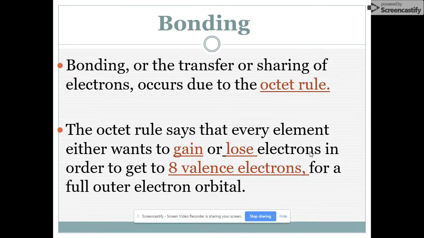Bonding, or the transfer or sharing of electrons, occurs due to the octet rule. Remember, when you hear octet, think octagon, think octopus. Every element wants to gain or lose electrons in order to get 8 valence electrons for a full outer orbital. Remember, the caveat to that is hydrogen and helium, which both only need 2 to be happy.